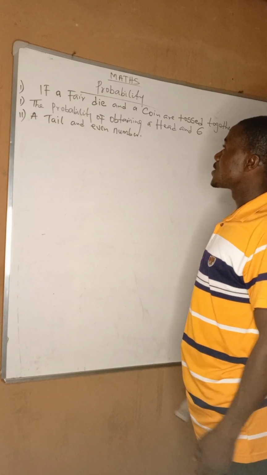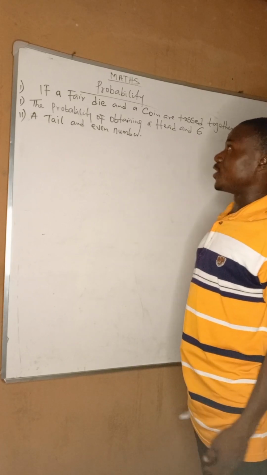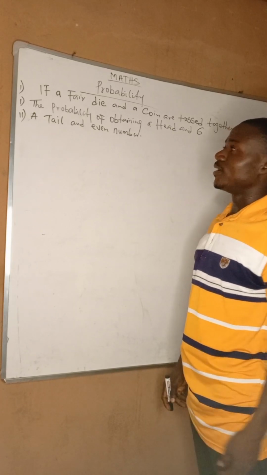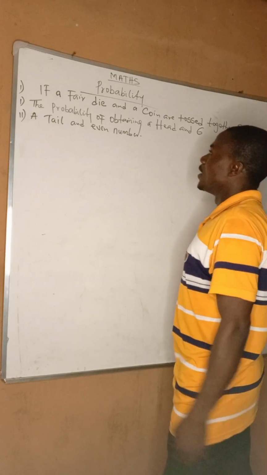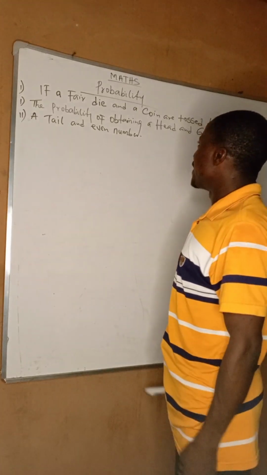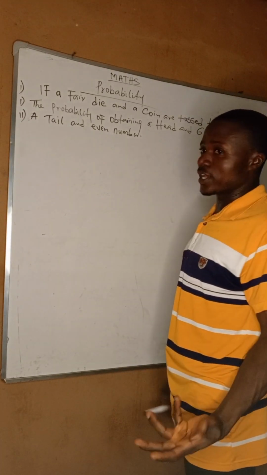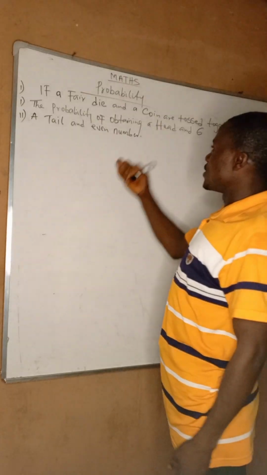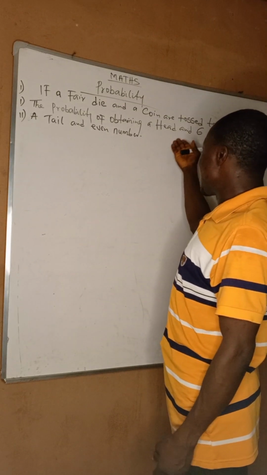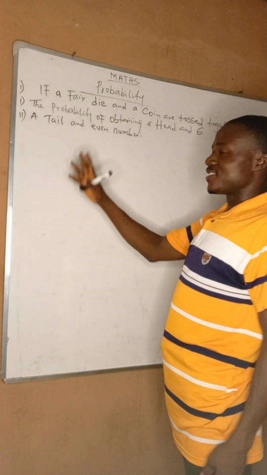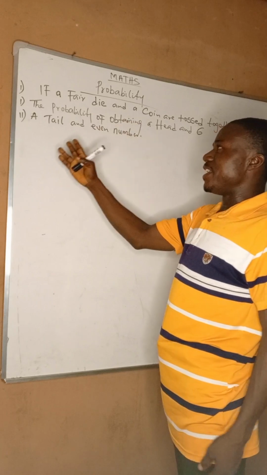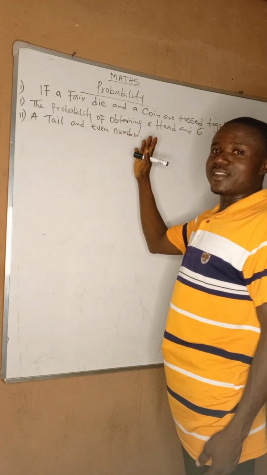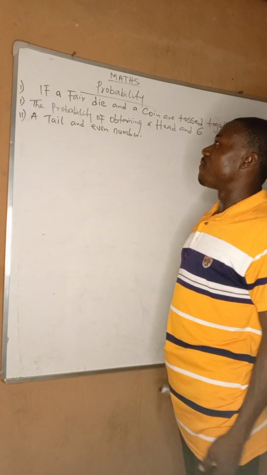Today we shall look at a calculation in probability. The question says, if a fair die and a coin are tossed together, find the probability of obtaining a head and 6. The second question says, a tail and an even number.